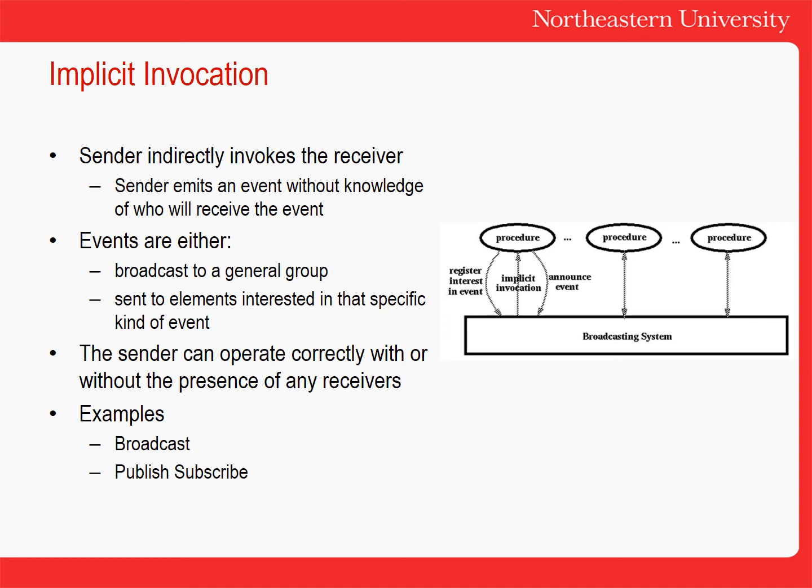Typically you can implicitly invoke one or more processes, so you can broadcast to a group, or you can say I just want my message to be consumed by a single receiver. And the sender can operate correctly if the receivers are not available. Some buffering mechanism is in place to decouple the sender and the receiver in terms of time. So I can send a message and it may be processed immediately, it may not, depending on the availability of a server.